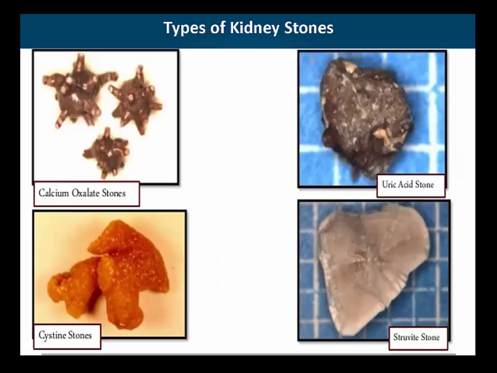Types of kidney stones. Calcium kidney stones are made of calcium compounds, especially calcium oxalate. Calcium phosphate and other minerals may also be present. Conditions that cause high calcium levels in the body, such as hyperparathyroidism, increase the risk of calcium stones.